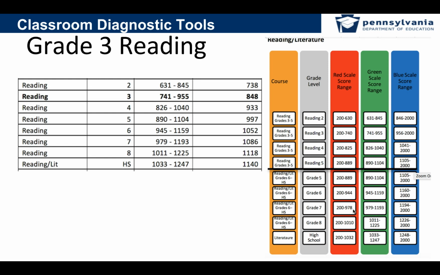The same applies for reading. We have scores here for the middle of the green for reading. So if we were looking at a third grader, what score do they need to be in the middle of the green? It would be 848.